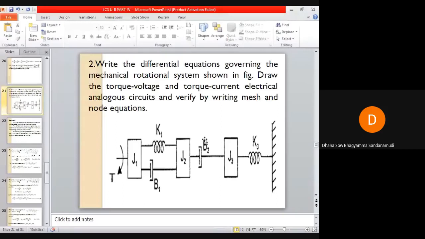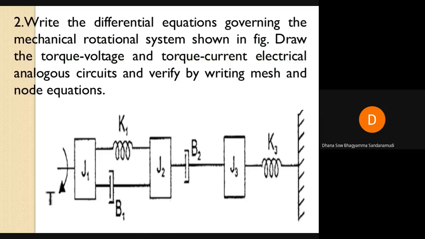In this given problem, if you observe, there are three nodes, J1, J2, J3. Definitely we will get three differential equations by applying Newton's second law. At node 1, the applied torque is T. Opposing torques are due to J1, K1 and B1.